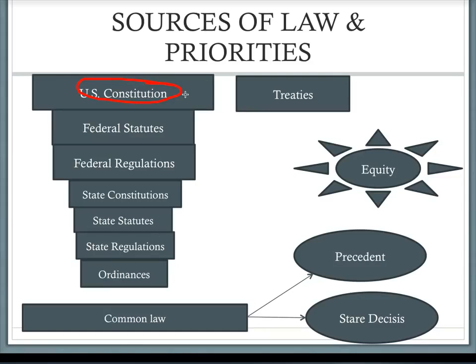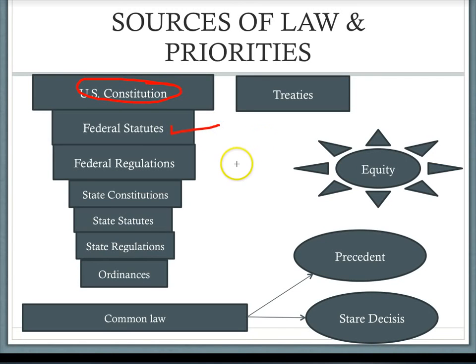The U.S. Constitution cannot be easily amended. It has to be approved by the states. Any amendment has to be approved by the states and Congress. So it's very infrequent that the U.S. Constitution is amended.